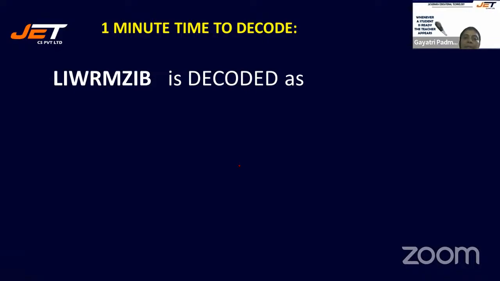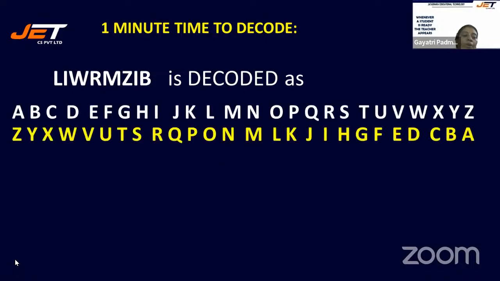Coding is easy. Decoding also is easy. The only thing is you should be a little careful. Quickly, we need to select carefully. All right. Yes. So another letter to be decoded is LIWRMZIB. All right. Now where is L?